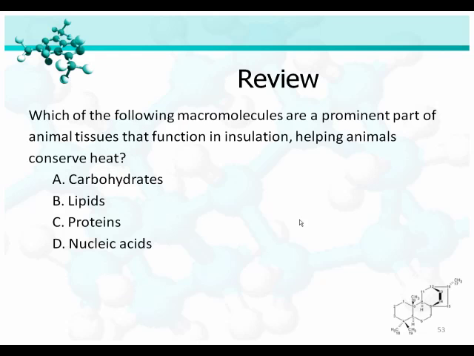Which of the following macromolecules are a prominent part of animal tissues that function in insulation, helping animals conserve heat? Carbohydrates provide the body with energy, so we can eliminate A. Proteins help build structures in the body or in an organism, so we can eliminate C. Nucleic acids are responsible for the transmission of genes or traits, so we can eliminate D. So the correct answer choice is B.